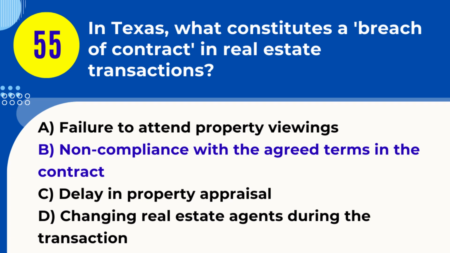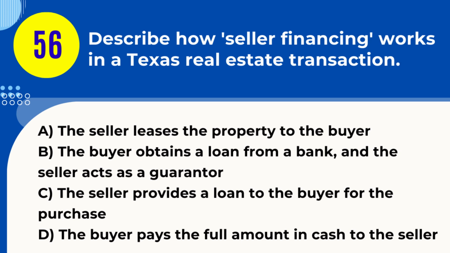Explanation: A breach of contract in Texas real estate transactions occurs when either party fails to comply with the terms and conditions outlined in the legally binding contract. This can include failure to complete agreed-upon actions, such as repairs, or to close the transaction as scheduled. Question 56. Describe how seller financing works in a Texas real estate transaction.